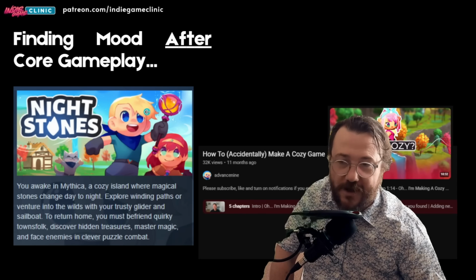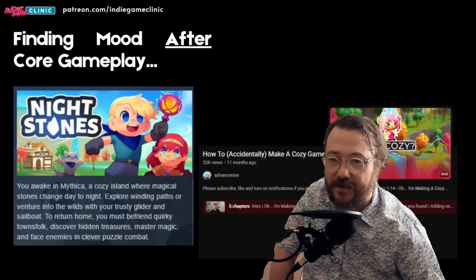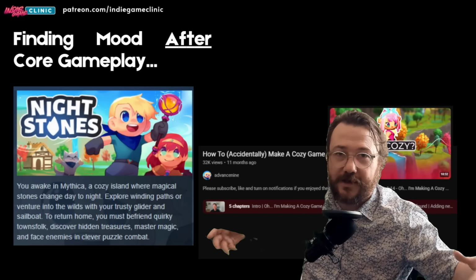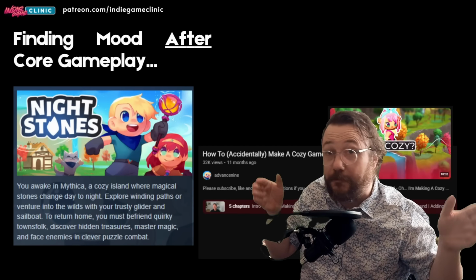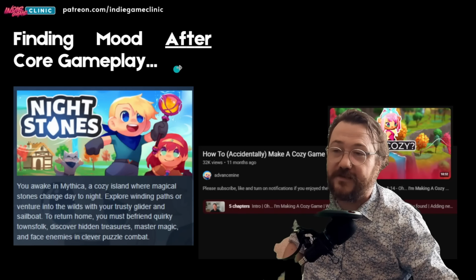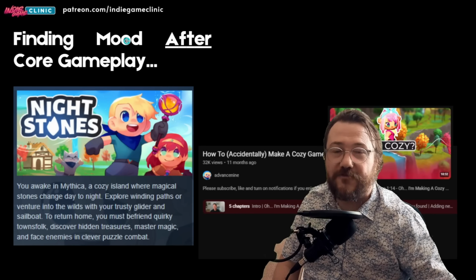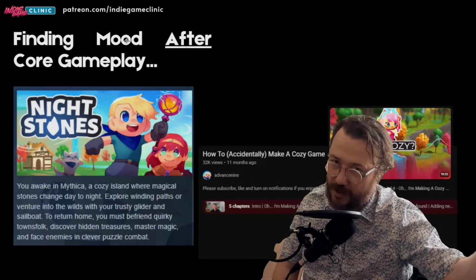When he started showing it to people, people were saying, oh, this is cozy. So then he kind of learned more about that market and learned more about what they want from a game and then pivoted the game towards that. So this is an example of designing the core gameplay of the game and then finding the mood of the game as you go along.